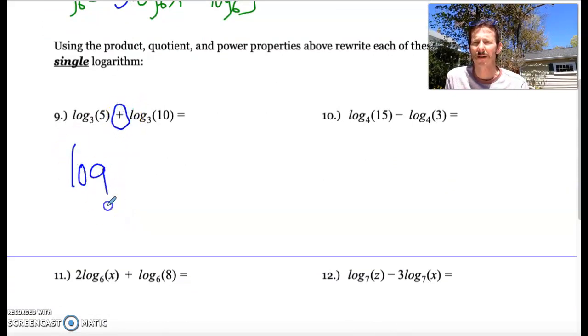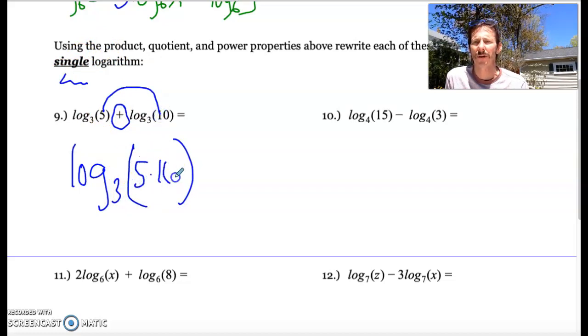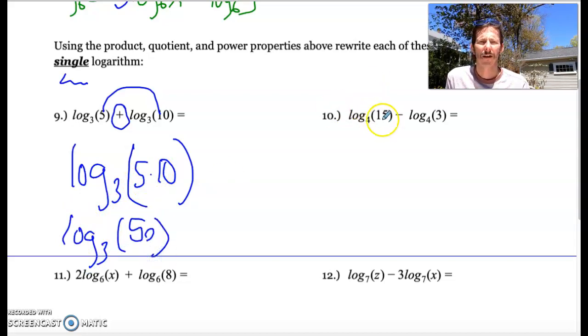So I can rewrite that as a single log, because that's my directions, one log. And in the parentheses, I can put these two numbers, but I would multiply them. It's exactly backwards of what we were doing up above. And I actually know what 5 times 10 is, so I'm going to take the extra step and go, that's log base 3 of 50. All right, you give it a try on this one, noting it's subtraction.